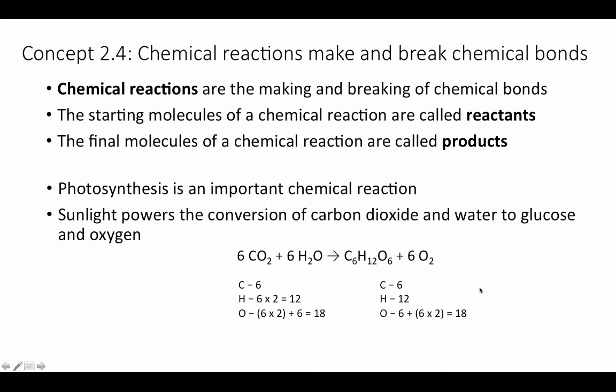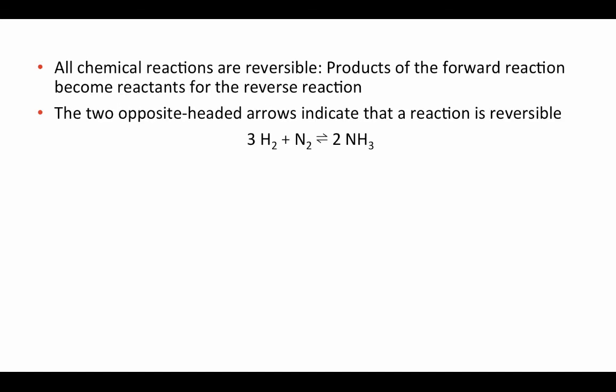So these chemical reactions just rearrange the atoms. They do not change the atoms in any way. They can't create or eliminate any atoms. It's just going to shuffle them into a different form. And we should note that all chemical reactions are reversible. So the products of what we would call the forward reaction, although because they're reversible, what you call the forward reaction versus the reverse reaction is a little bit arbitrary.